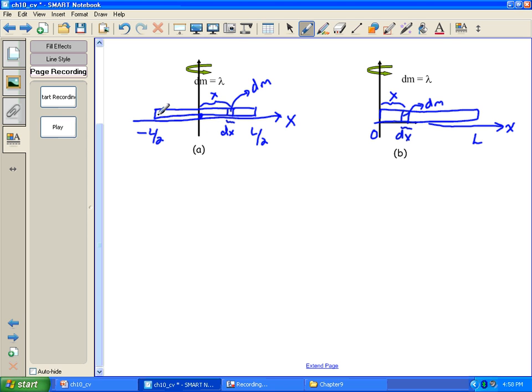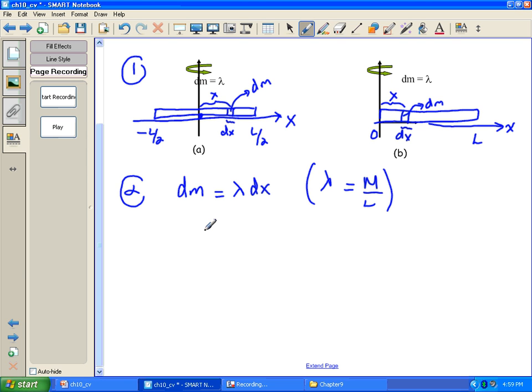And remember that in this case, we're summing all the dm's beginning at minus L over 2, the left end of the rod, all the way to positive L over 2, the right end of the rod. Here, we're summing all the dm's from 0, the left end, to L, the right end. Now, once again, if this is our first step, our second step is to write dm in terms of lambda dx, knowing that lambda, which is a constant, is also equal to m over L.